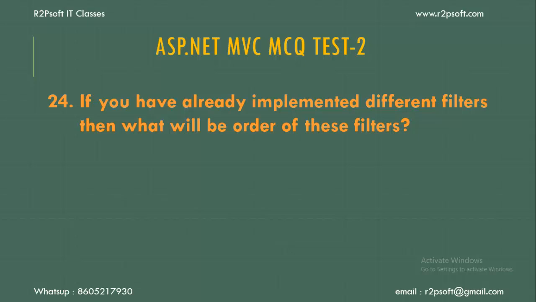Next, 24. If you have already implemented different filters, then what will be the order of these filters? A. First, authorization filters. Second, action filters. Third, response filters. Fourth, exception filters. Answer is: first, authorization filters. Second, action filters. Third, response filters. And fourth, exception filters.